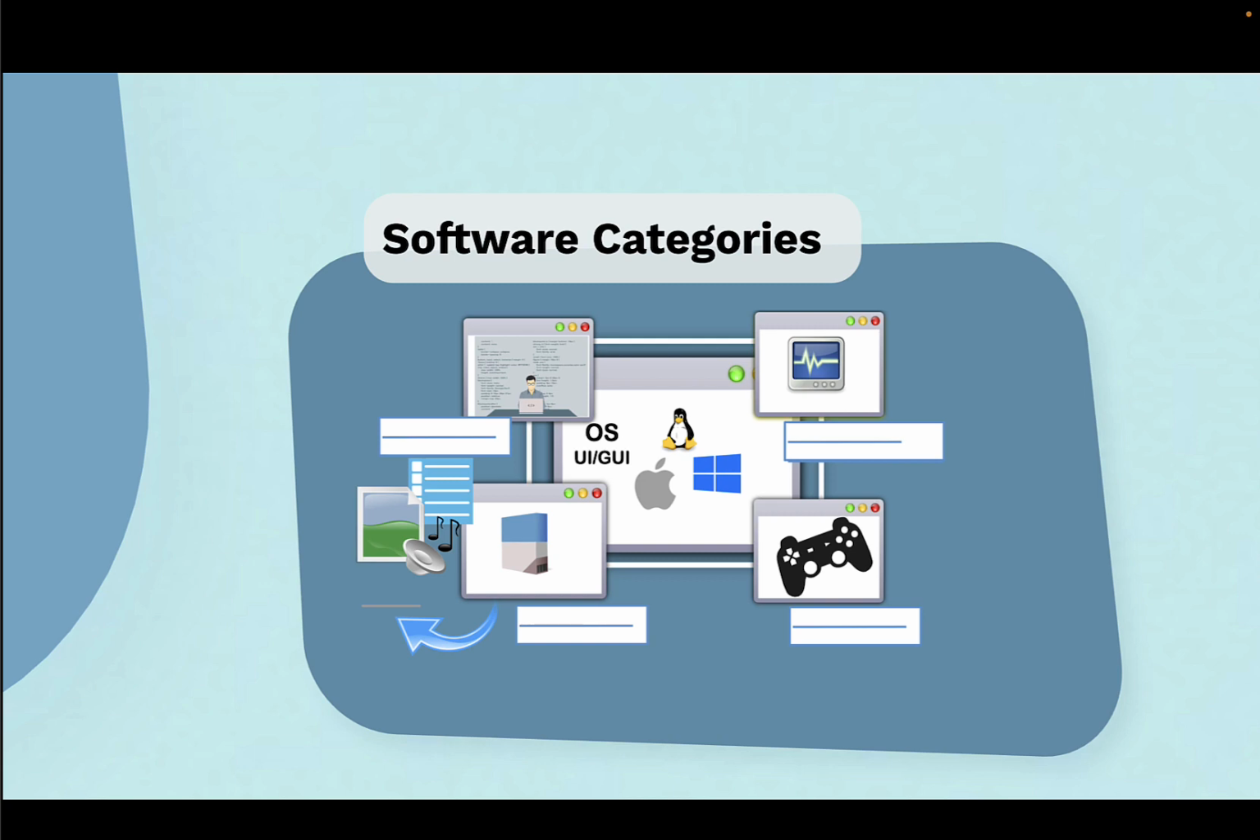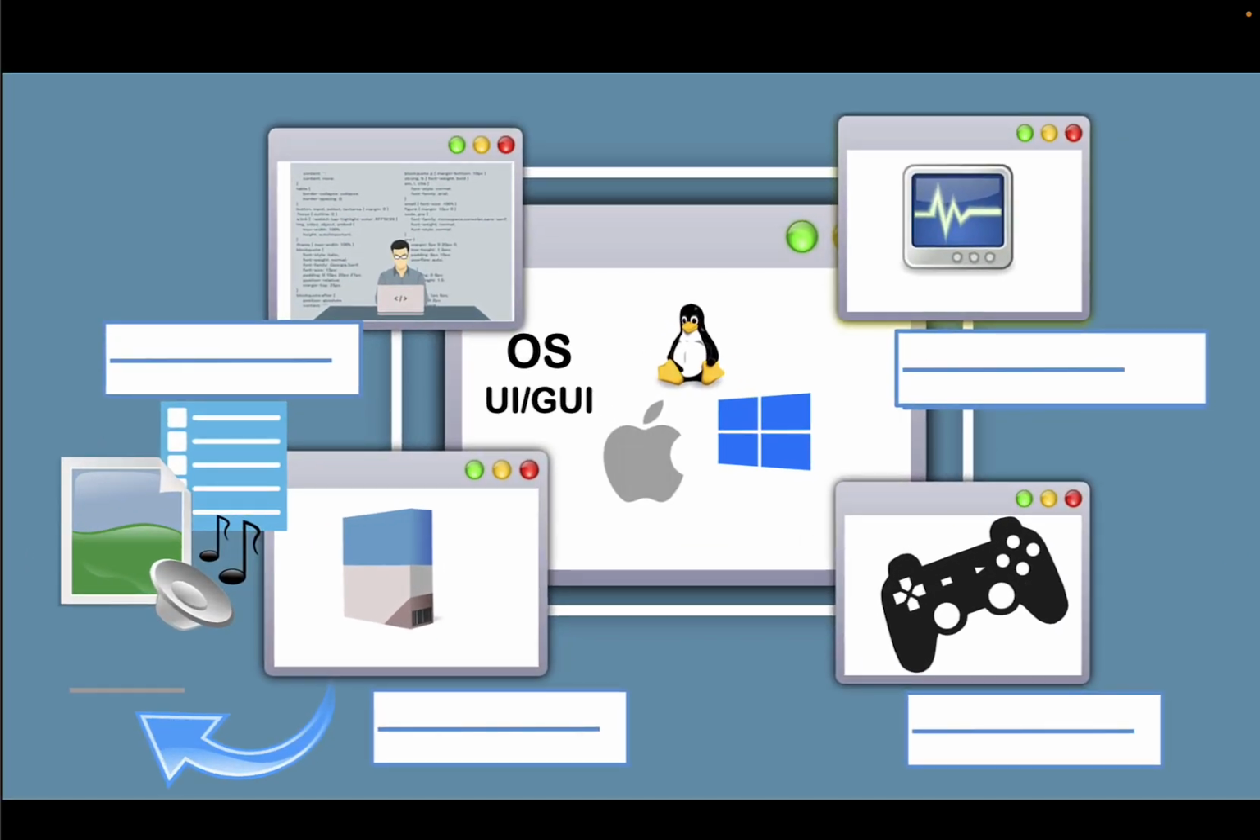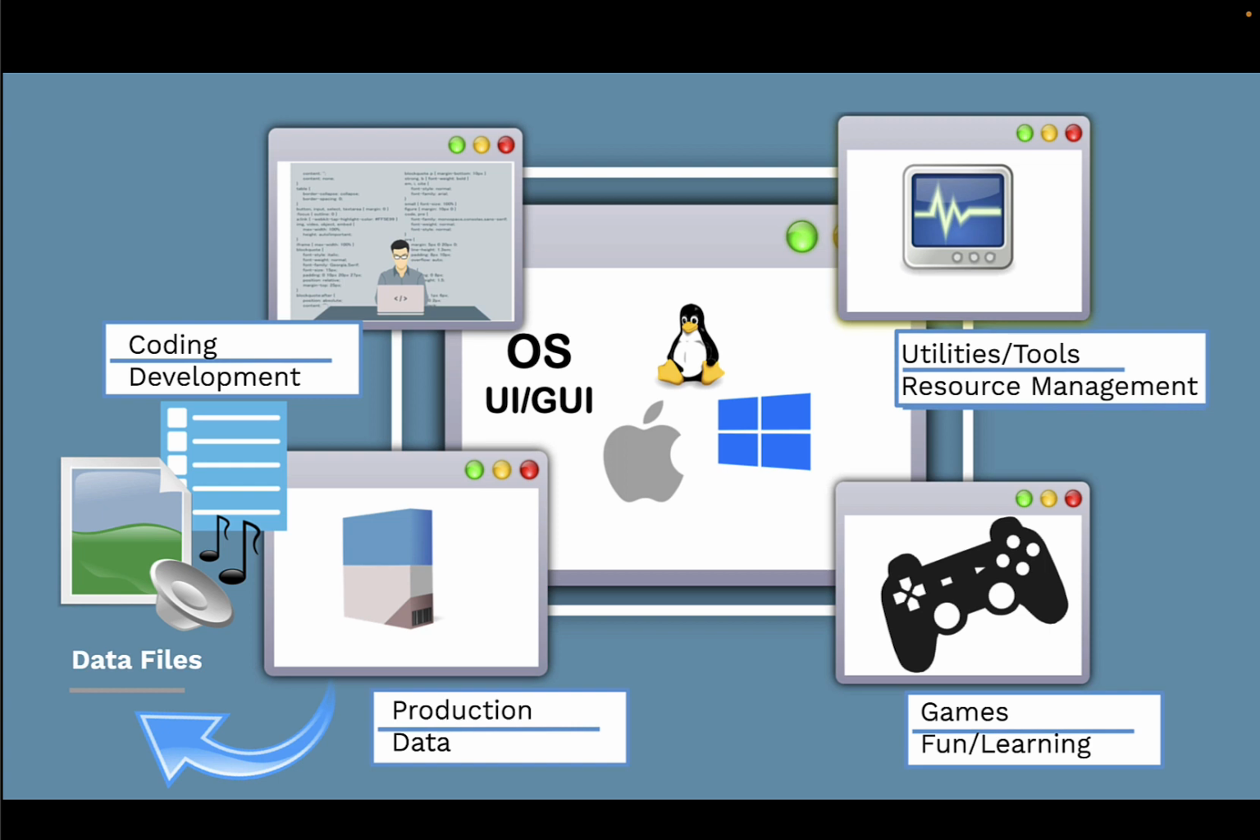Now, if you think about software, it could be placed in different categories. So again, we have the operating system. From there, we have one category of games, where it's fun and also used for learning as well. We have another category called production for our data, which ends up creating a lot of data files. Coding and development, and then we have another category for utilities, tools for resource management. So again, all this requires some level and some degree of programming.